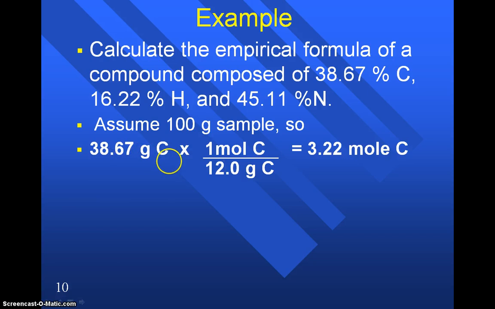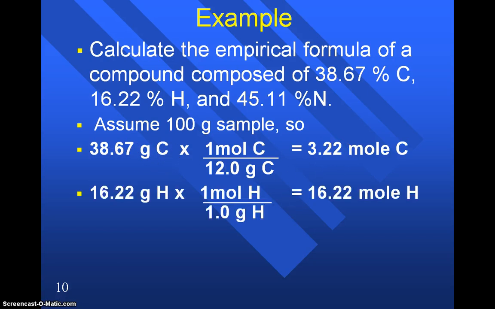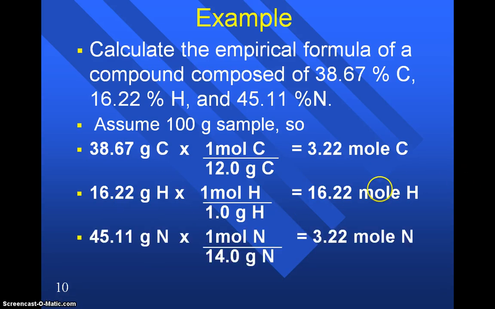Converting grams of carbon to moles gives me 3.22 moles of carbon. Then I take my 16.22% of hydrogen and I go from grams of hydrogen to moles of hydrogen. And then my 45.11% becomes grams, and 1 mole is 14.0 grams of nitrogen. So I end up with 3.22 moles.